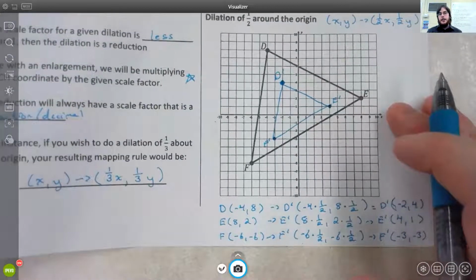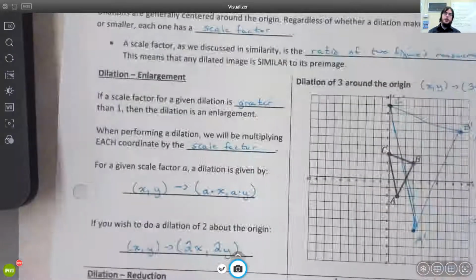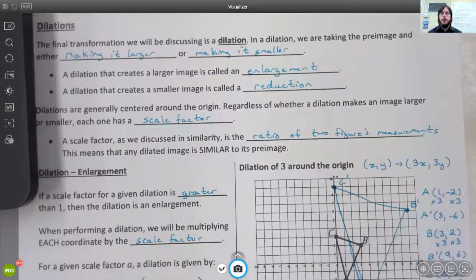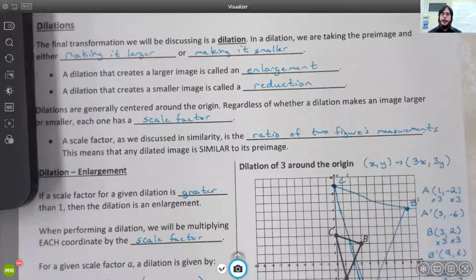And that is dilations. Dilations are just multiplying by the scale factor that you're dilating by. All you're doing is taking your original coordinates and multiplying by the scale factor.